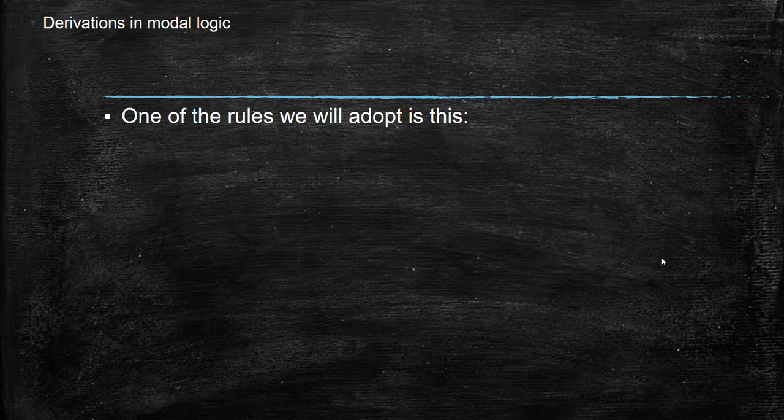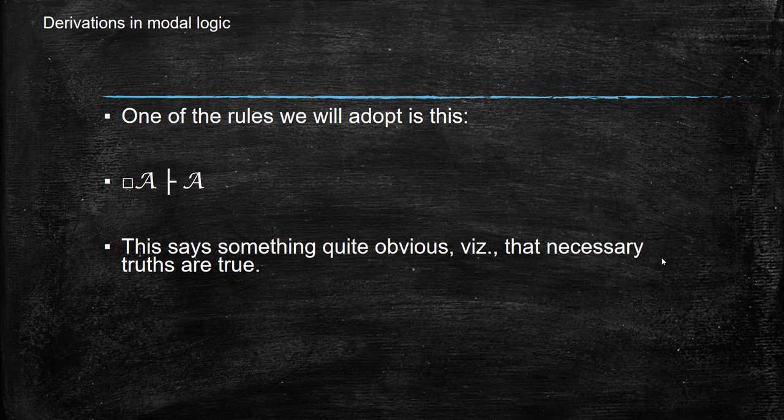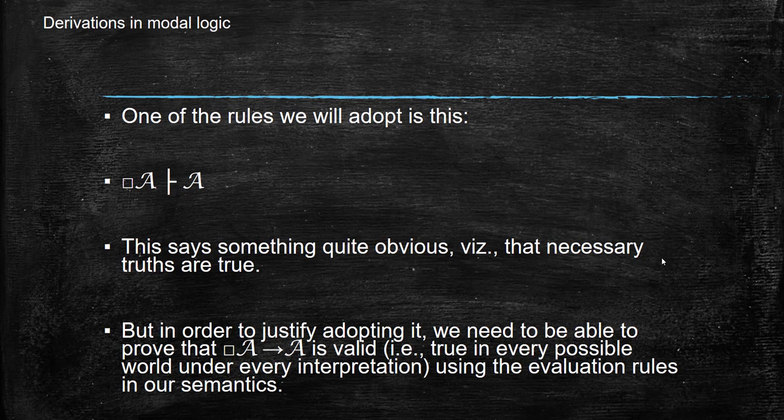One of the rules we'll adopt is this: necessarily A, therefore A. This says something quite obvious, namely that necessary truths are true. But in order to justify adopting it, we need to be able to prove that if necessarily A, then A is a validity, using the evaluation rules in our semantics.